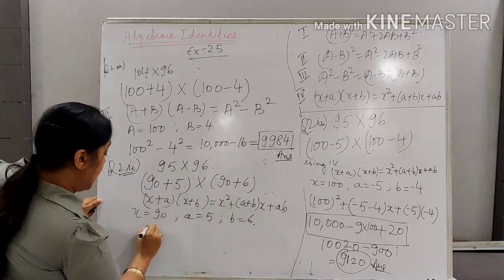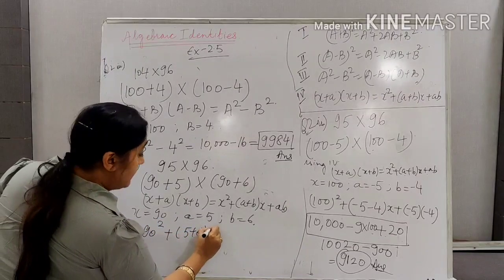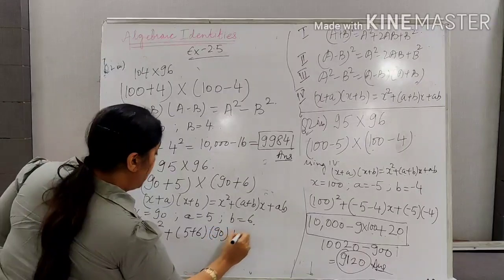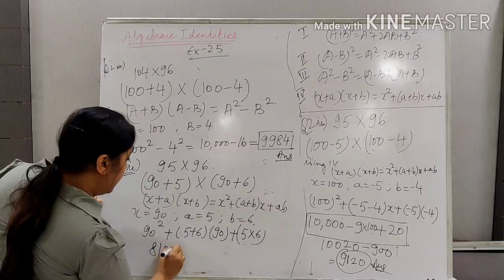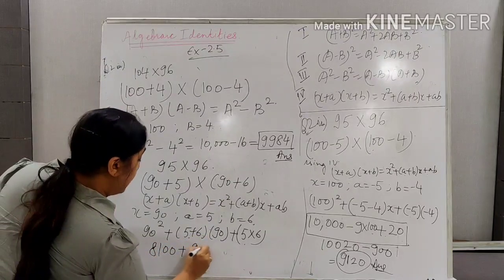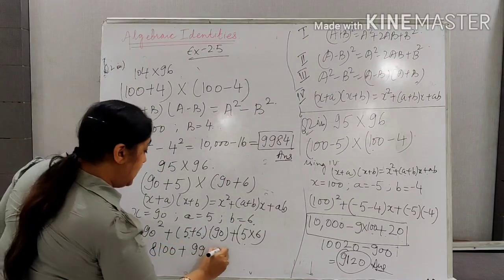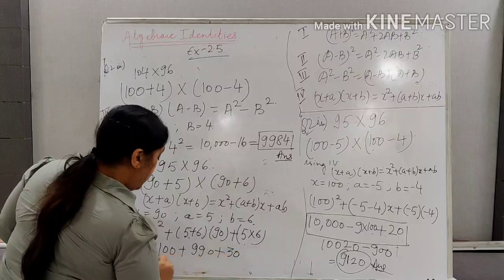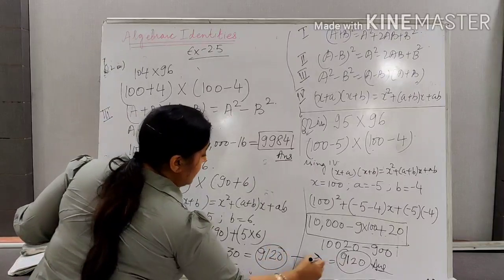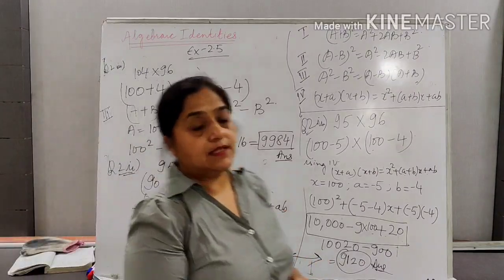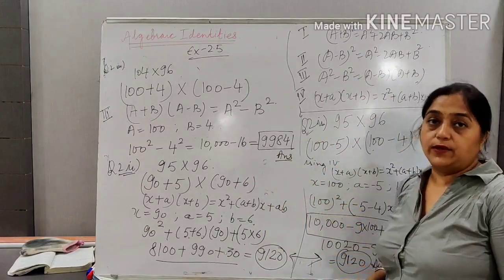So what do you get? You get 90 square plus 5 plus 6 into x, where x is 90, plus 5 into 6. So what do you get? 8100 plus 990, because 5 plus 6 is 11, and 11 into 90 is 990, plus 30. When you calculate it, you will get the answer 9120, which is the same as this answer. This shows that the question can be done in either of the ways. Both ways you can do this question.